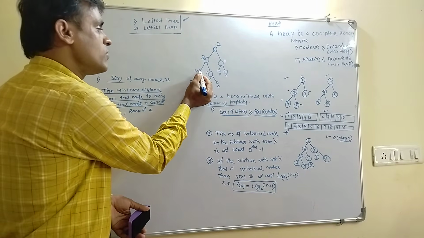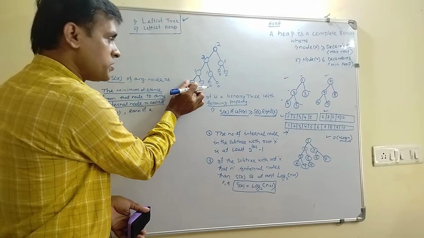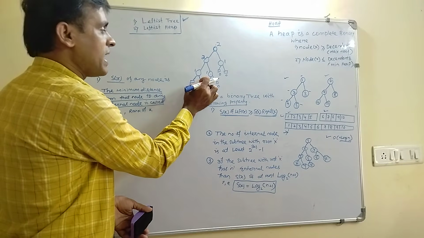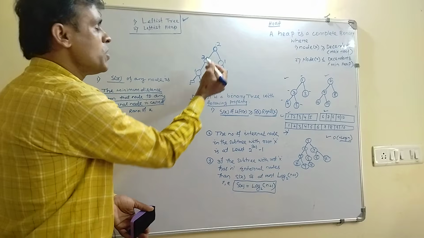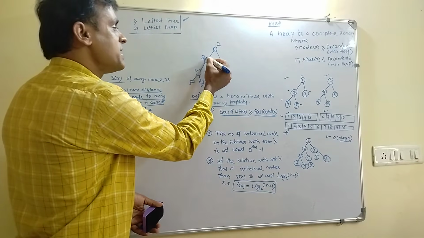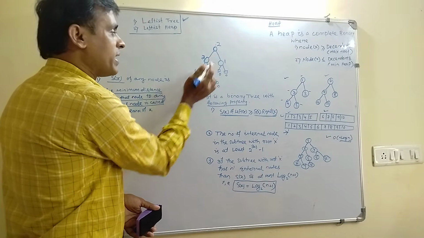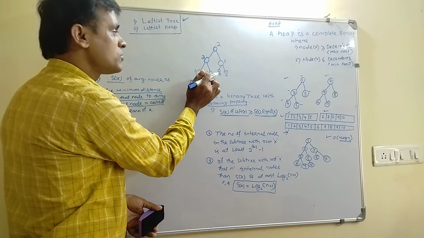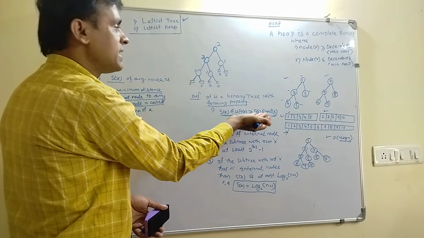So the Sx value of its left child is 0 and its right child is 0, so greater than or equal to. For any node, you can consider the Sx value of its left child, 1, and the Sx value of its right child, that is also 1. So 1 is greater than or equal to 1, that is okay.